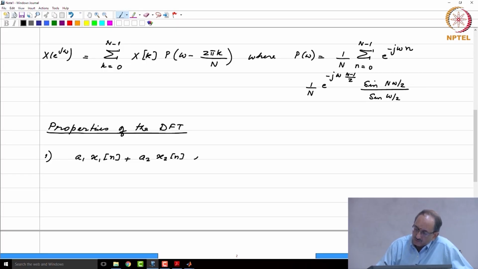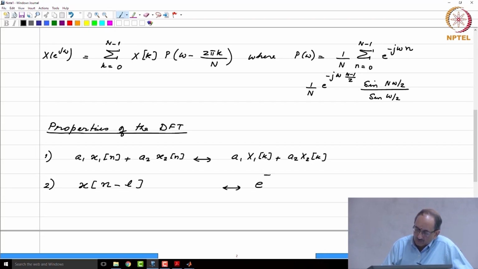So linearity follows from the linearity of the transform. So this is e to the minus j 2 pi k L by cap N times X of k.